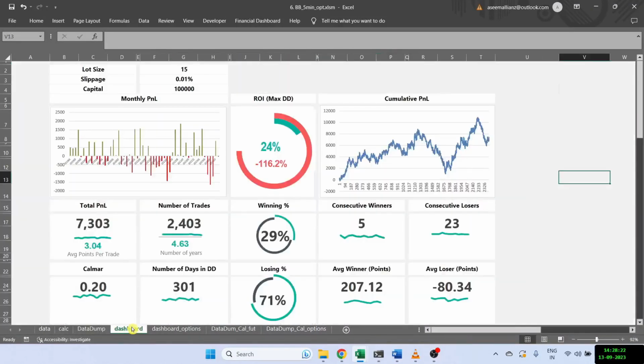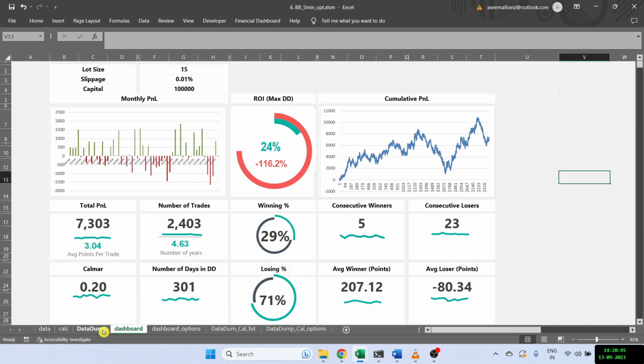If you'll notice, the dashboard is much better, right? The results are much better on futures. It's a profitable strategy now, but it's still very bad. As you can see, the max drawdown is 116%. So essentially, this is not a workable strategy on futures, with a very, very small winning rate of almost 29%.